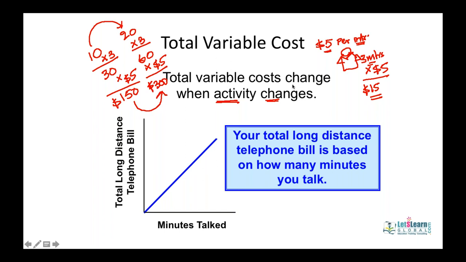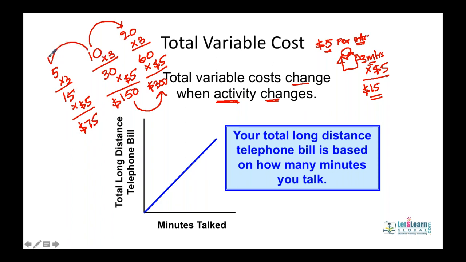So variable cost changes when the activity changes. Activity is nothing but the production capacity: what number of units you produce, and what is the cost on that. Likewise, when you produce fewer, 5 shirts only, 5 times 3 meters of cloth, 15 meters of cloth is required. Each meter we are spending $5. So the material cost is going to be 75.